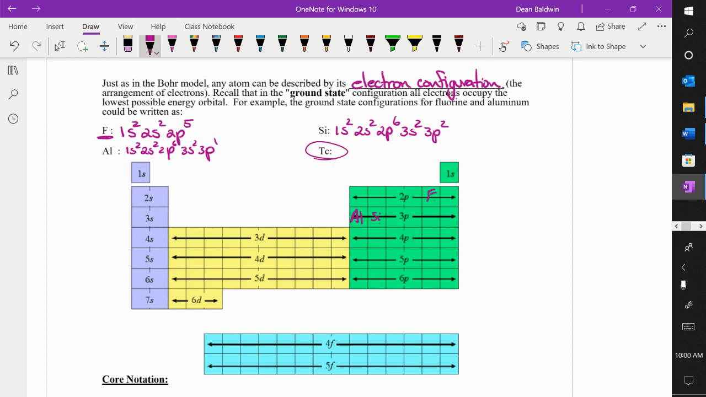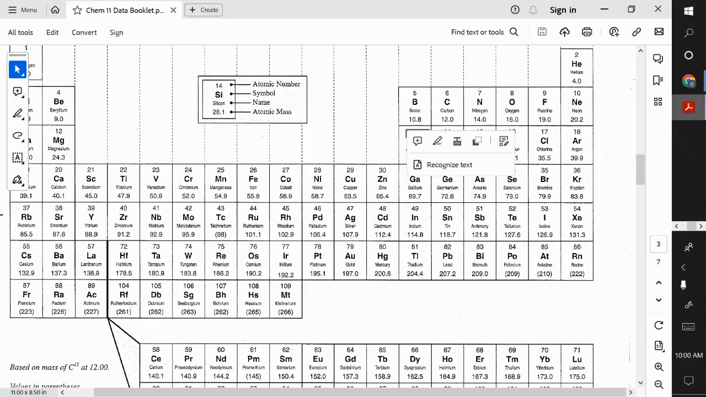All right. Now technetium. I'll show you where it is on the periodic table. It's right here. Think you can do it? Is it Tc or Te? Tc. Oh, it's Tc, sorry. There you go. Write out the electron configuration of Tc. Technetium.